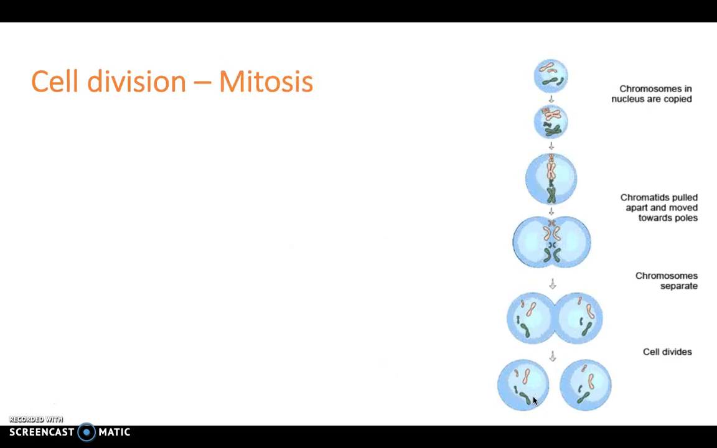So first let's take a look at mitosis. So remember, mitosis is the production of 2 new cells which are identical to each other and the parent cell.